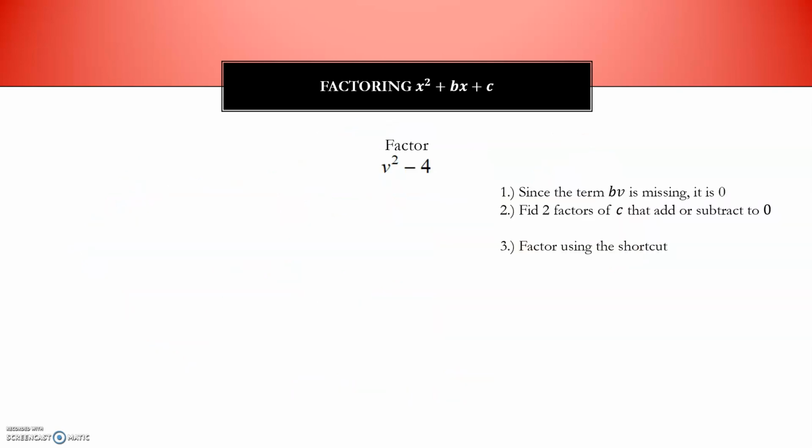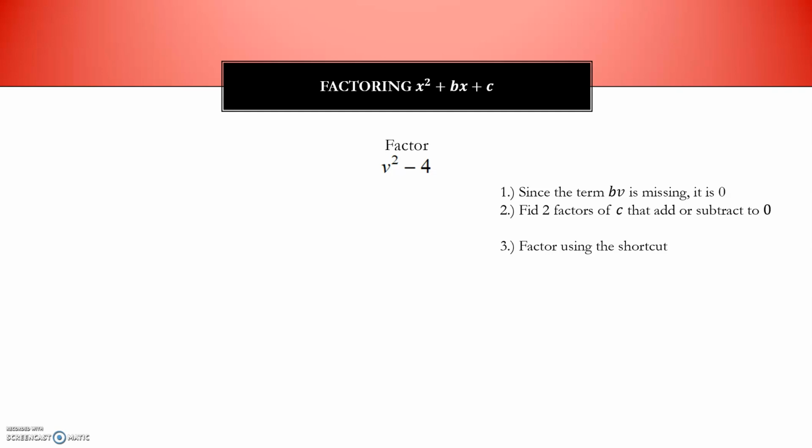All right, v squared minus 4. This one looks a little weird, right? Because we don't have the middle term. We don't have a trinomial. We have a binomial. Okay, so with this one, you can have a situation where the middle term is missing. You can't do this if the last term is missing. If there's no c, then it's factor by GCF.